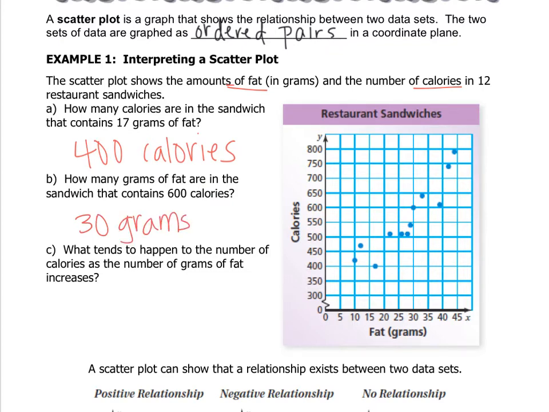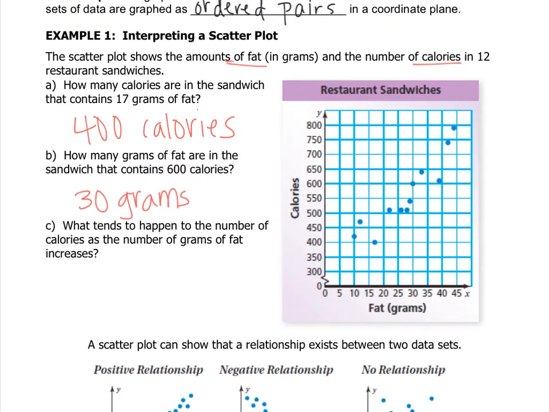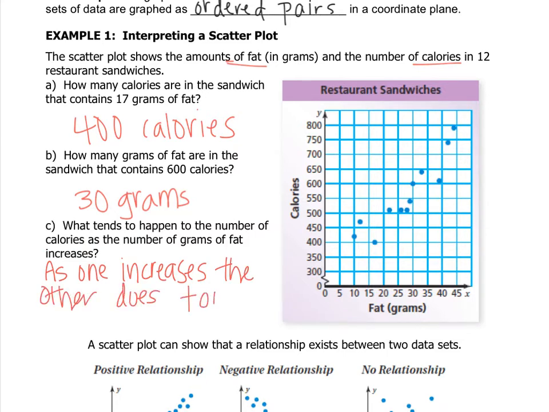And then they want us to look at the trends. What do you think is happening as the number of calories and the number of fat grams increase? They obviously look like they're increasing together. So I wrote, as one increases, the other does too.